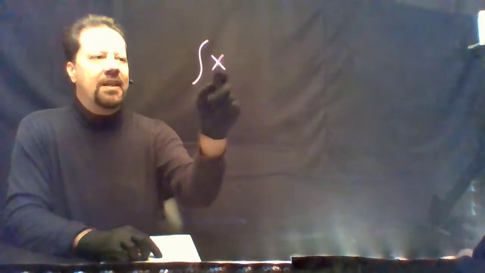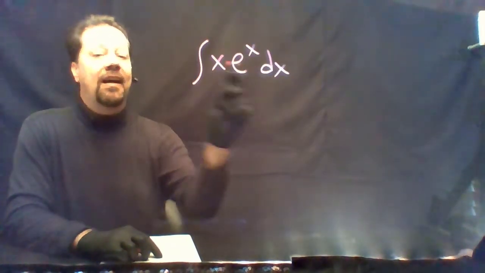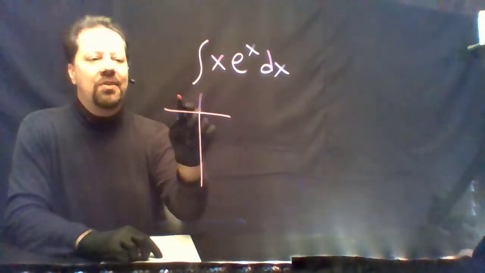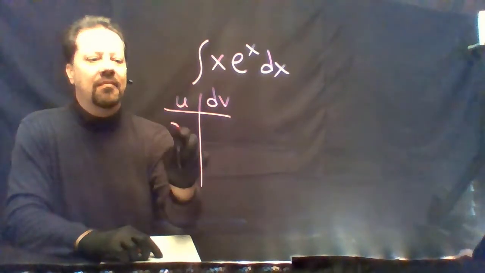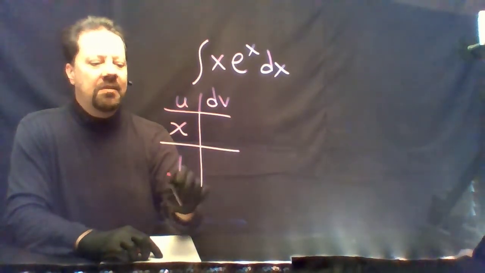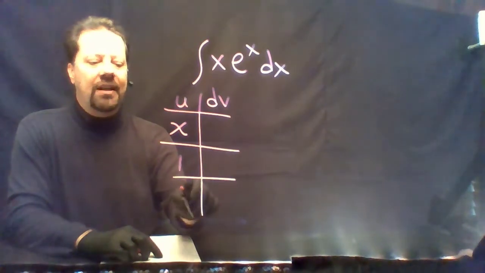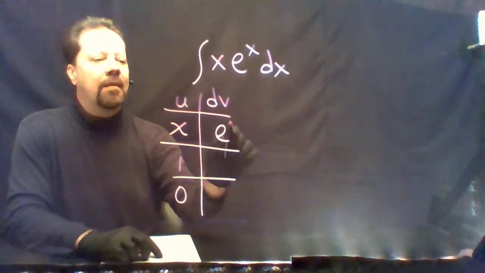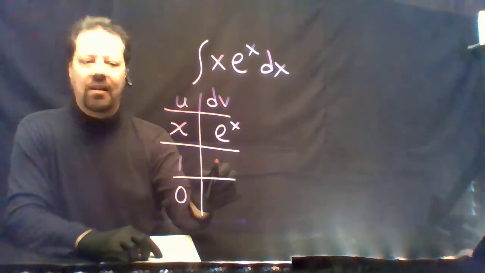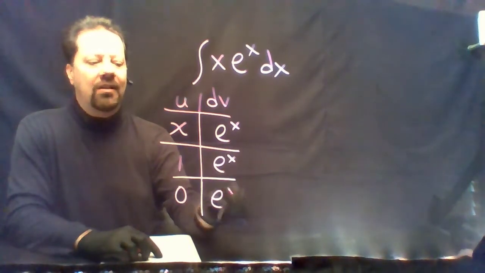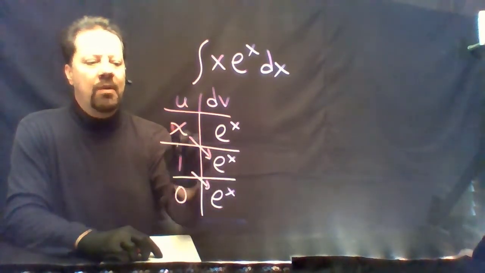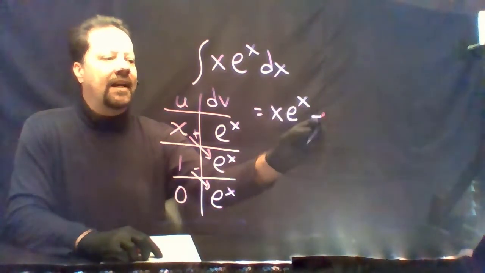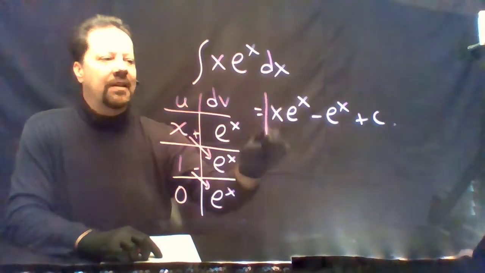The very next problem is the integral of x e to the x dx, and this is clearly an integration by parts problem. Let's use the tabular method. We'll set u equal to x and calculate derivatives down the first column, down to 0. That's where you stop. We'll put e to the x in the second column and we'll integrate down the second column. We multiply down diagonals and alternate signs. So the answer is x e to the x minus e to the x plus c.